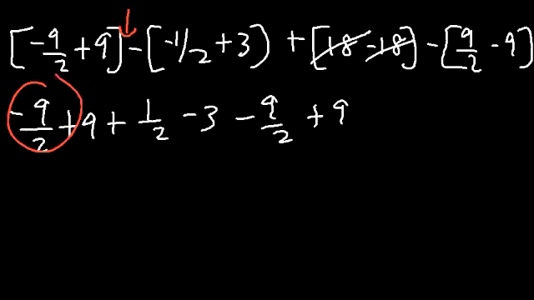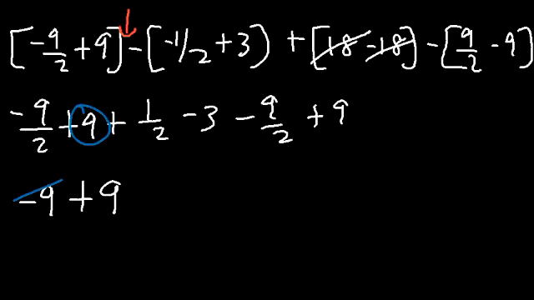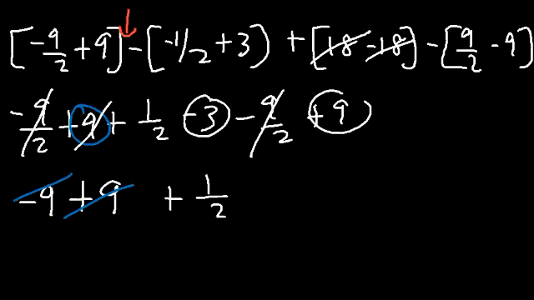Negative 9 over 2 plus negative 9 over 2 is negative 18 over 2, which becomes negative 9, which can cancel with this 9. So all we have left over is 1/2. Negative 3 plus 9 is positive 6. So we have 6.5. So now let's get the area using geometry.